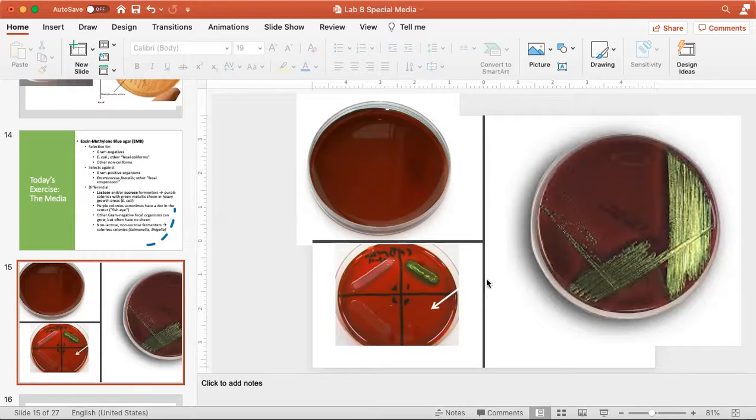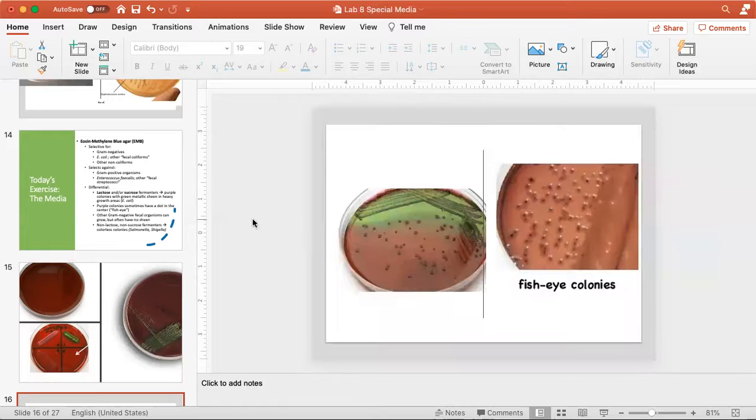I can also use EMB to identify E. coli because only E. coli is going to give me that green sheen on top. It's a very useful little media, isn't it? It's very helpful. It's going to tell me a few things right away. It's going to help me break down what I might be dealing with right away.